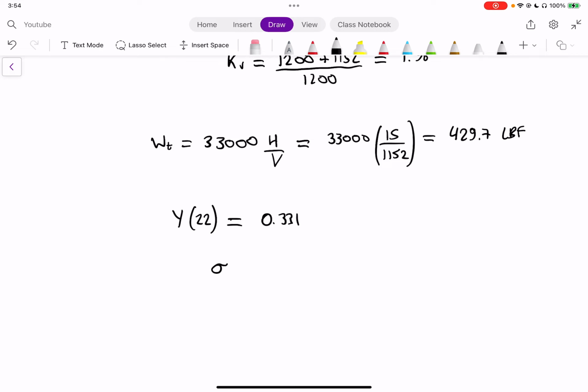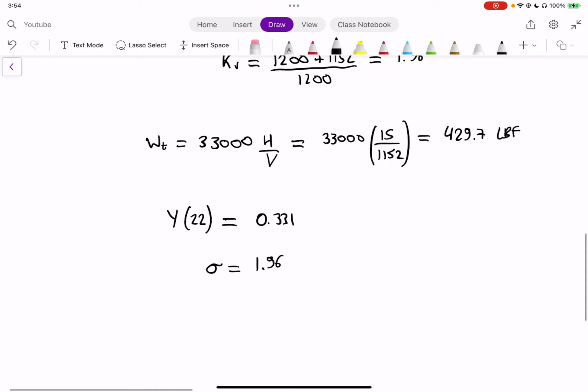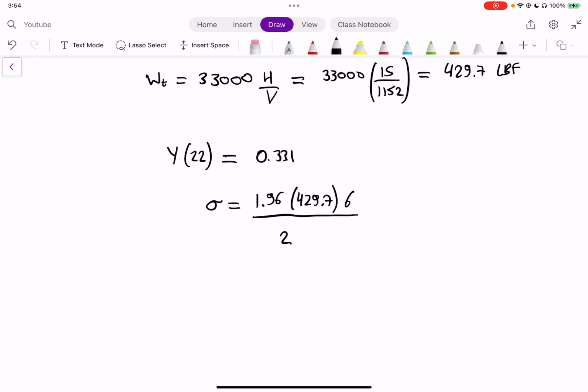And then based on that, we can find our sigma because we have all the information available. So we have that this is 1.96 times 429.7 times 6. All the units work out to where the sigma is in PSI. So divided by 2 times 0.331. And we get that this is equal to 7,633 PSI. So that solves our first problem of this set of problems that we're going to solve.